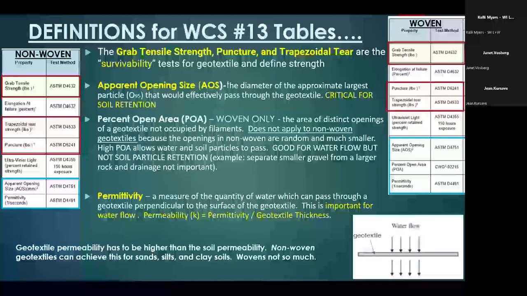All right, so just to define, what are some of these terms that are used in our tables for Spec 13? Grab tensile. What do these things mean? Essentially, tensile strength, puncture, and tear, those are the survivability requirements as AASHTO defines them. And essentially, they define how strong is that geotextile? How's it going to resist that load during construction?